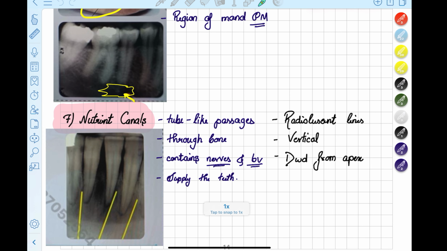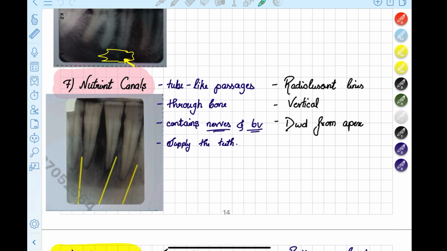These are our lateral incisor, central incisor, lateral incisor, canine, first premolar, second premolar, and in the apical region of the mandibular second premolar is the mental foramen. Now the next structure we are going to see is the nutrient canal. As the name suggests, it is a tube-like passage. How will a canal appear on the radiograph? As we know, it is a hollow structure. Hollow structures appear, yes, correct, as radiolucent.